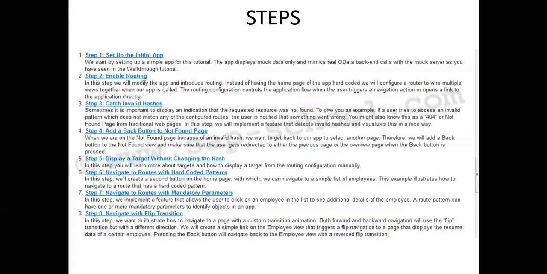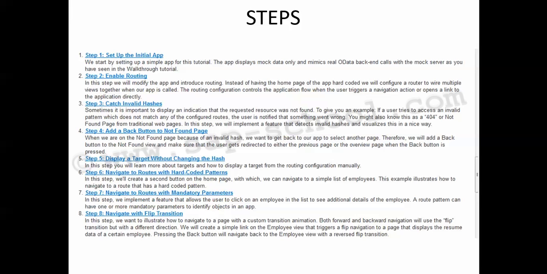After that, the fourth step is to add a back button to the not found page. Now when we are on the not found page because of an invalid hash, we want to get back to our app to select another page. Therefore, we will add a back button to the not found view and make sure that the user gets redirected to either the previous page or the overview page when the back button is pressed. Then we have display a target without changing the hash. In this we'll learn more about the targets and how to display a target from the routing configuration manually.